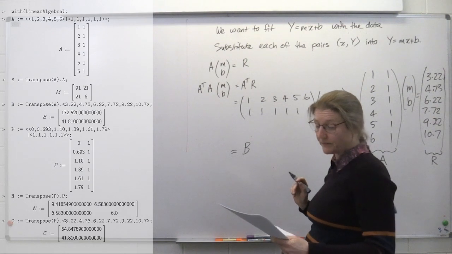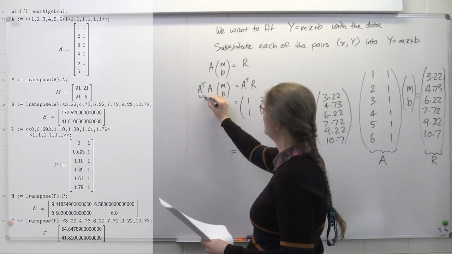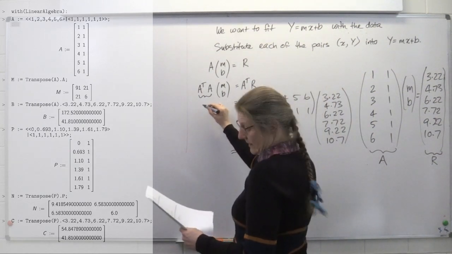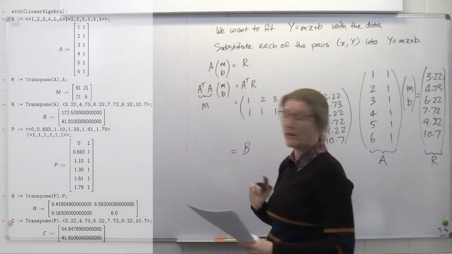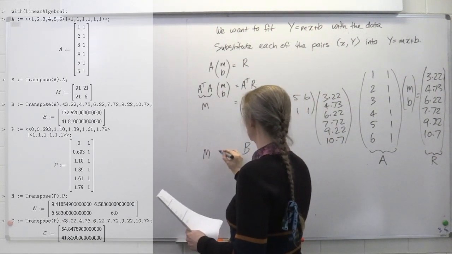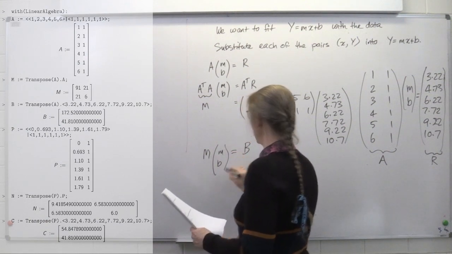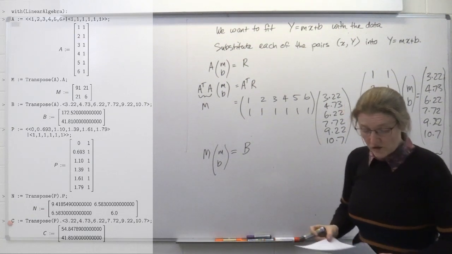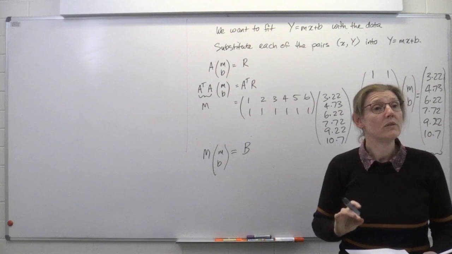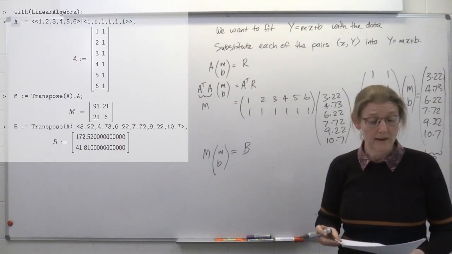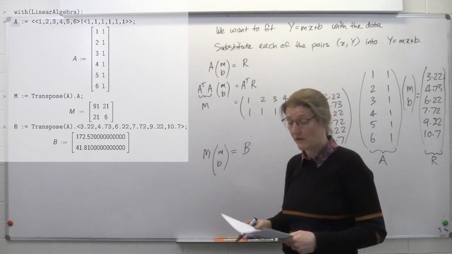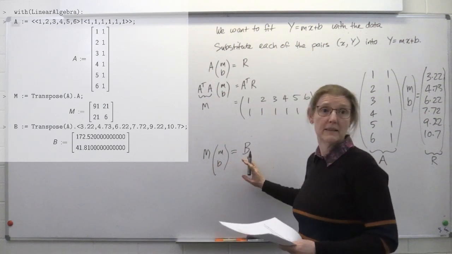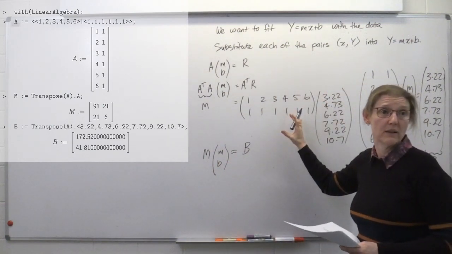Interestingly, also, we can see that A transpose times A is also in the Maple code, and it is the matrix M. All right? So we have M times my unknown MB is equal to B. So now we can use that Maple code and the manipulations to our advantage. We can use the matrix outputs, because it's given us what M is and what B is. So we don't actually have to do this multiplication ourselves.